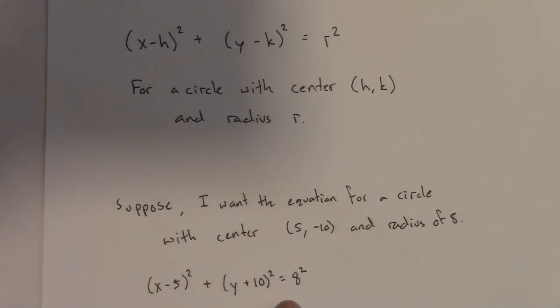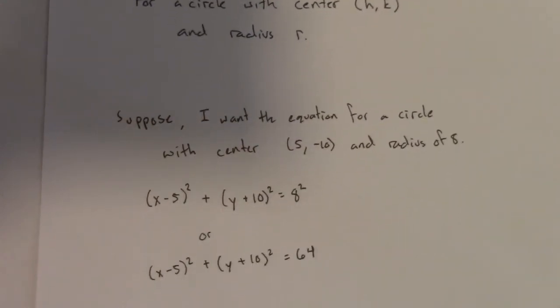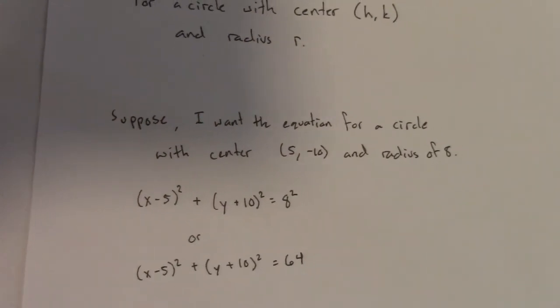The only other detail I'm going to mention at this point, I've got the 8 squared. It is acceptable to multiply that out. So you might see this same equation written as the following: (y + 10)² is equal to 64. Some places prefer one over the other. I'm not picky because it's a very minor detail to write it one way or the other.